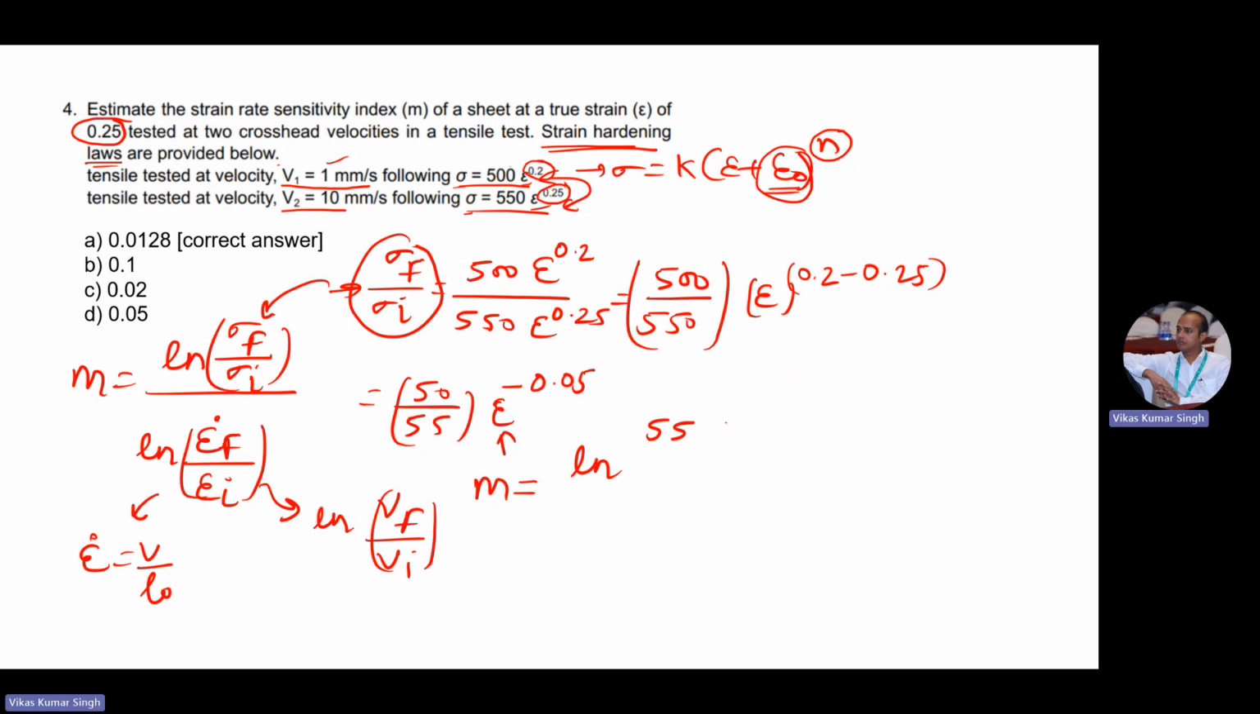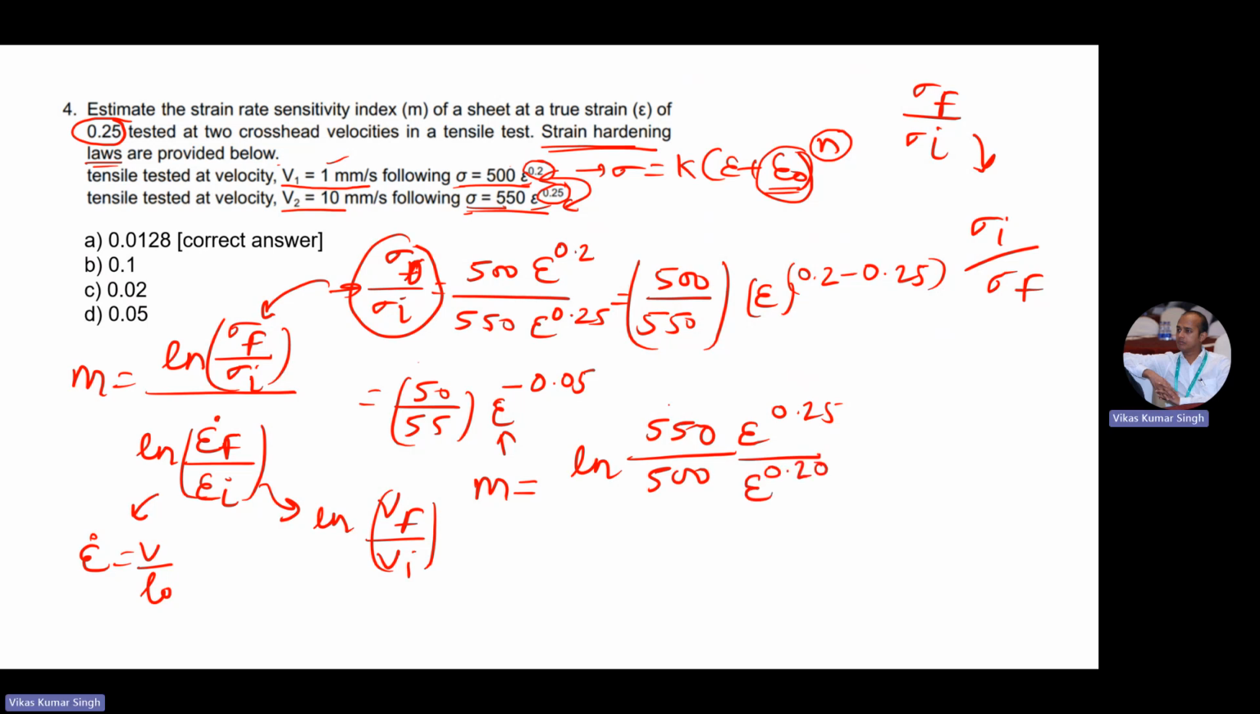What is L final? Here we have written final is this one, V2, and initial is this one. So whatever we are writing here, it will be opposite. Because we have to write F by this now, and we have written here this. So we can take it the opposite way. So what will be there? So this will come 500, and here it will be 0.25, and here it will be 0.2.